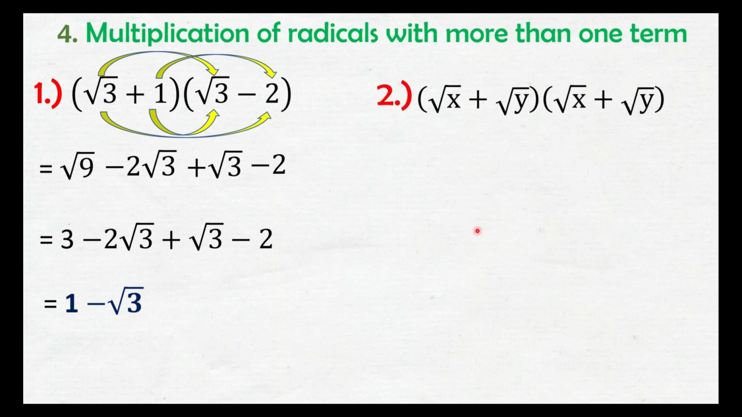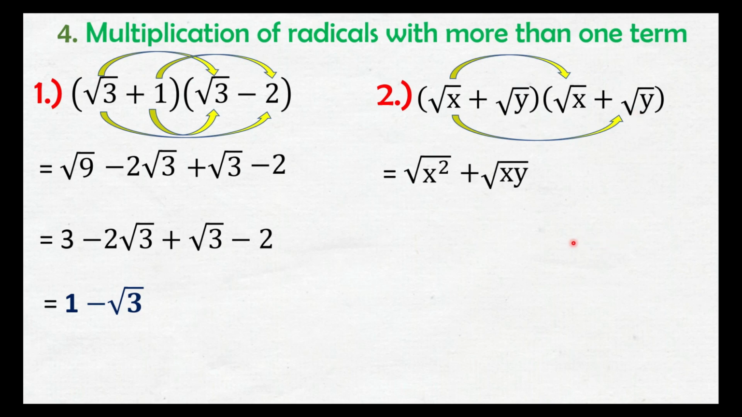Example number 2, quantity square root of x plus square root of y times quantity square root of x plus square root of y. So, again, FOIL method lang yung gagawin natin dito. Binomial to binomial. So, first term, square root of x times square root of x, that is square root of x square. Outer term, square root of x times square root of y, that is square root of xy. And then, square root of y times square root of x, that is square root of xy pa rin. And last term, square root of y times square root of y, that is square root of y square.